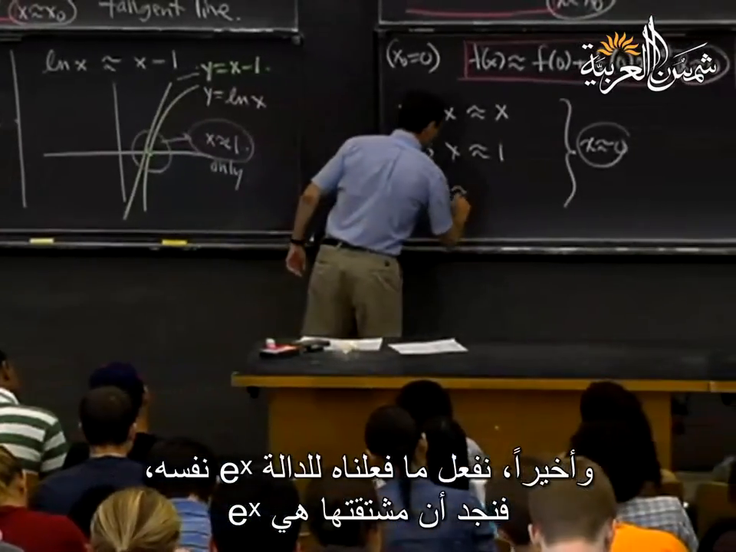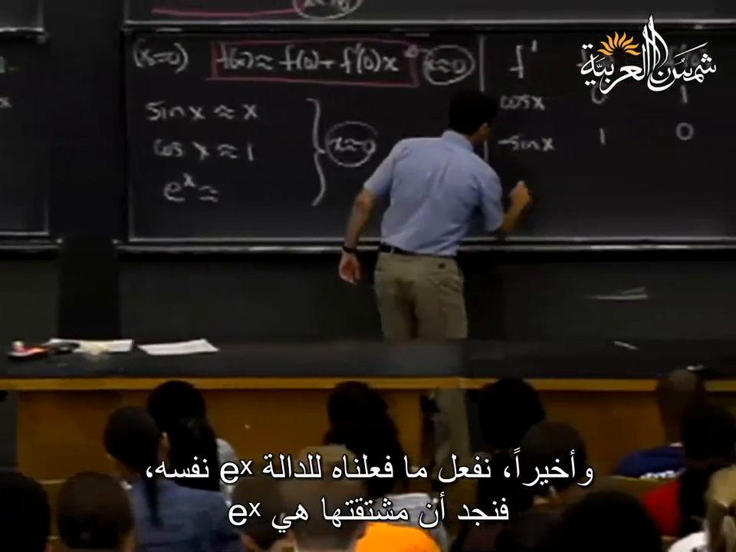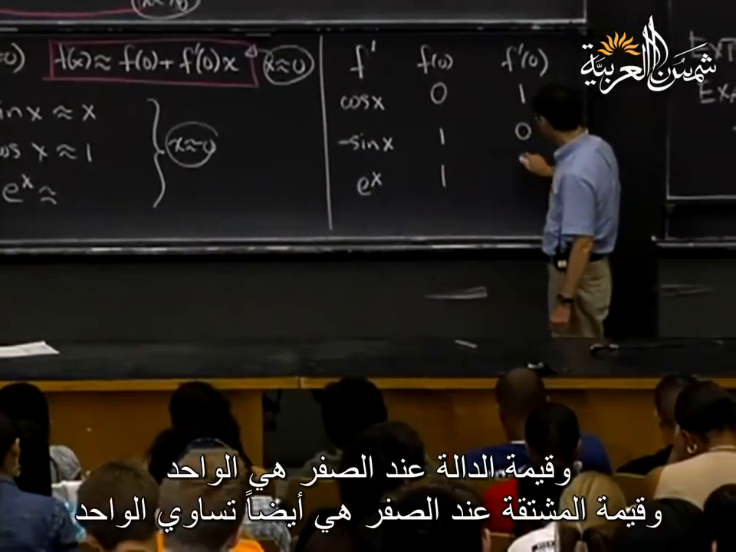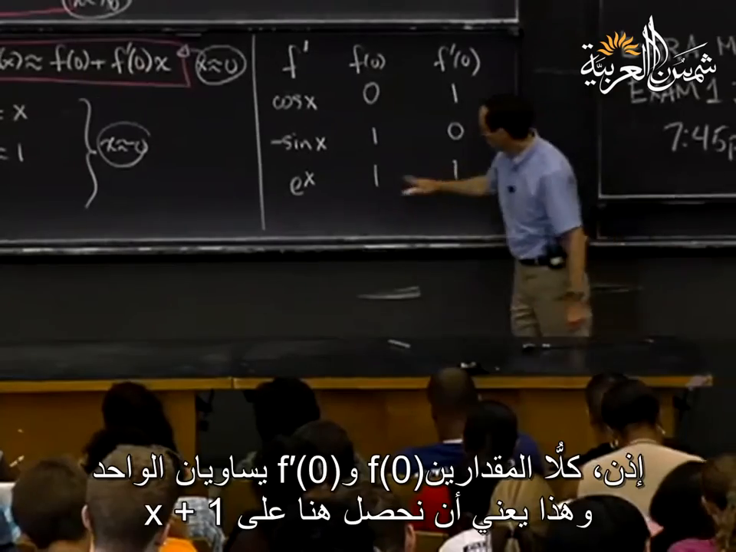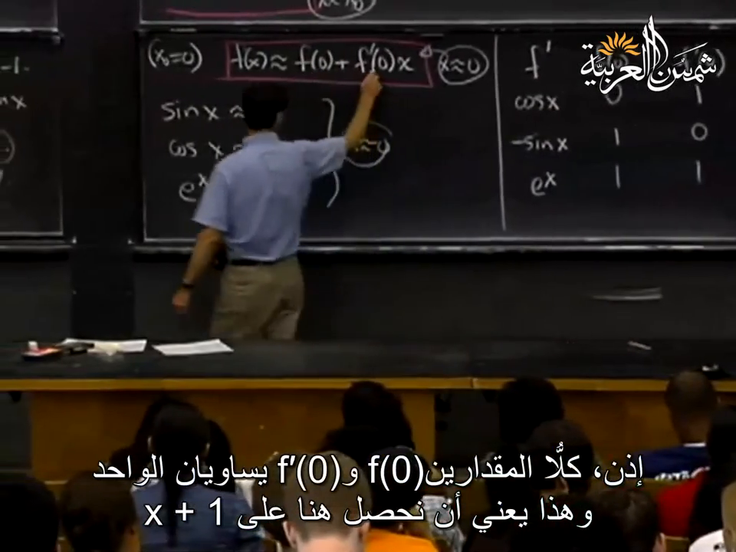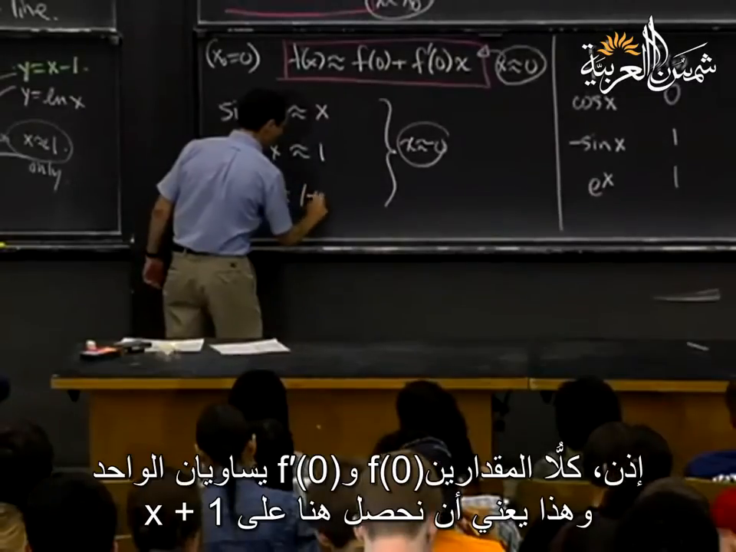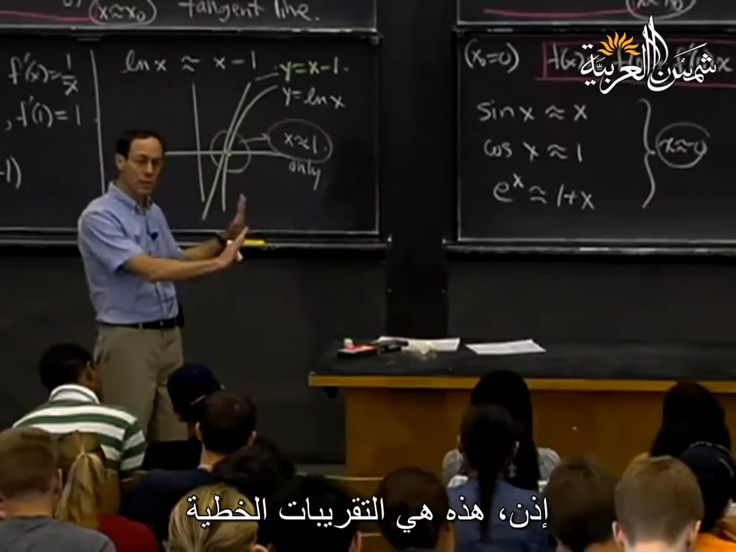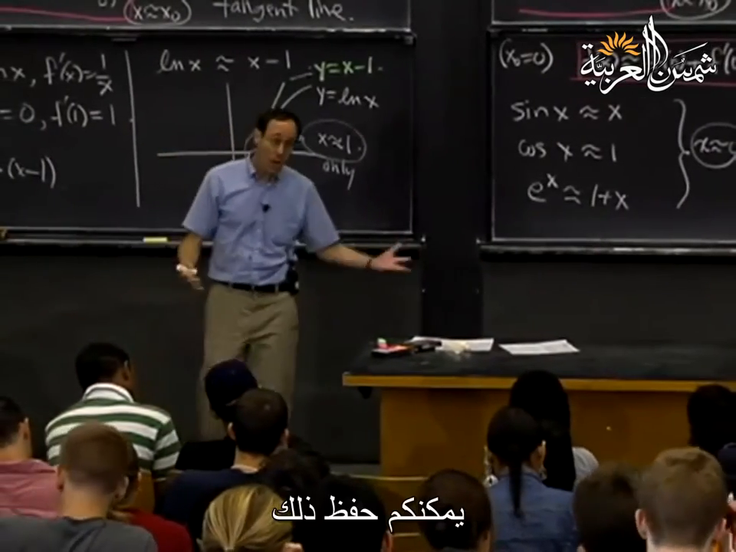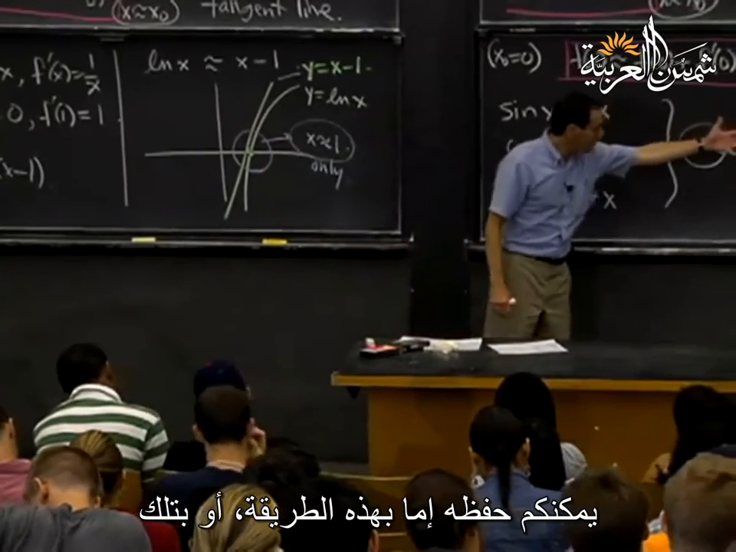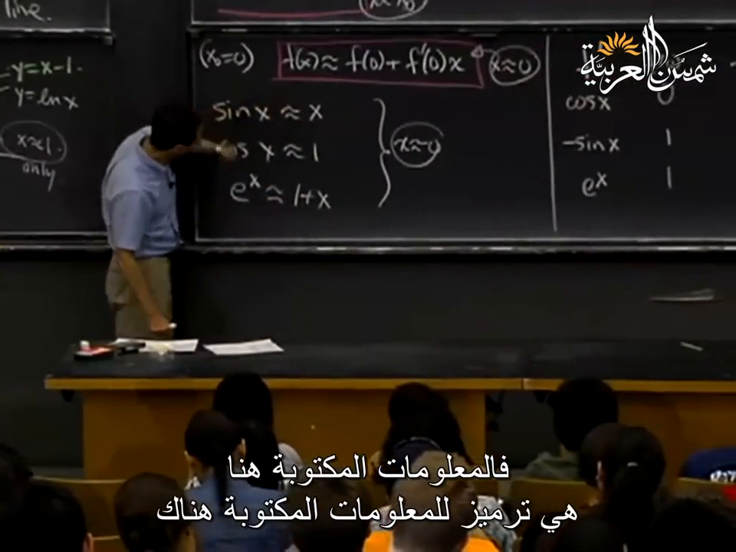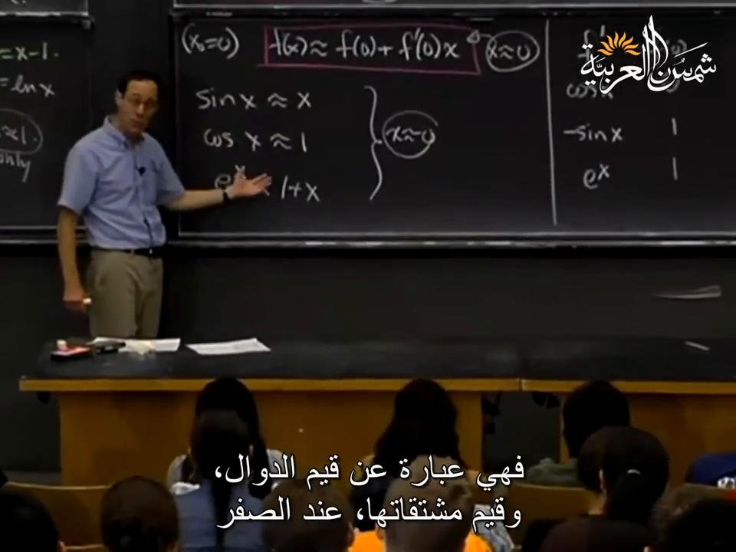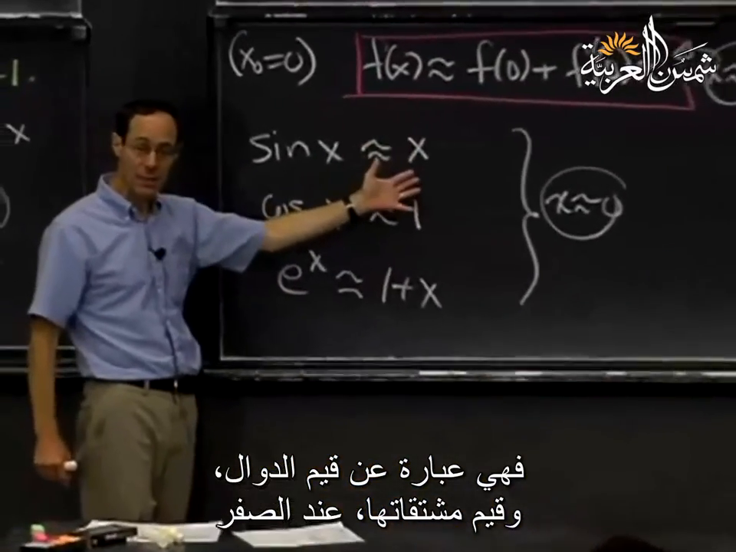And finally, if I do e to the x, its derivative is, again, e to the x. And its value at 0 is 1. The value of the derivative at 0 is also 1. So both of the terms here, f of 0 and f prime of 0, are 1, and we get 1 plus x. All right, so these are the linear approximations. You can memorize these. You'll probably remember them either this way or that way. This collection of information encodes the same information as we have over here for the values of the functions and the values of their derivatives at 0.